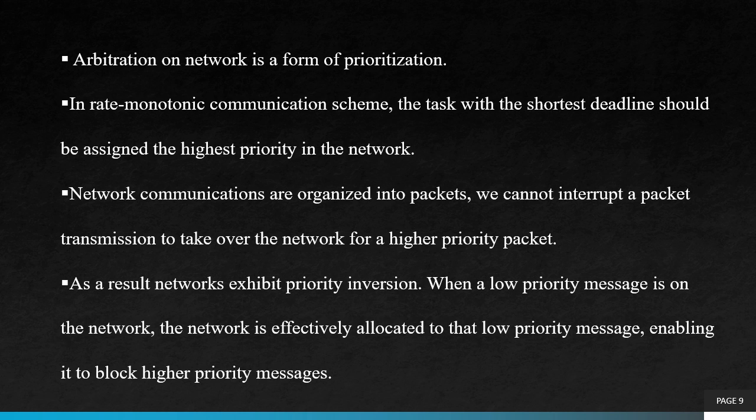What is priority inversion? That is when a lower priority message is on the network, the network is completely allocated to that message, and higher priority messages are not given a chance to interrupt the transmission. Here each message has a bounded length, so that it might slow down the critical communications.